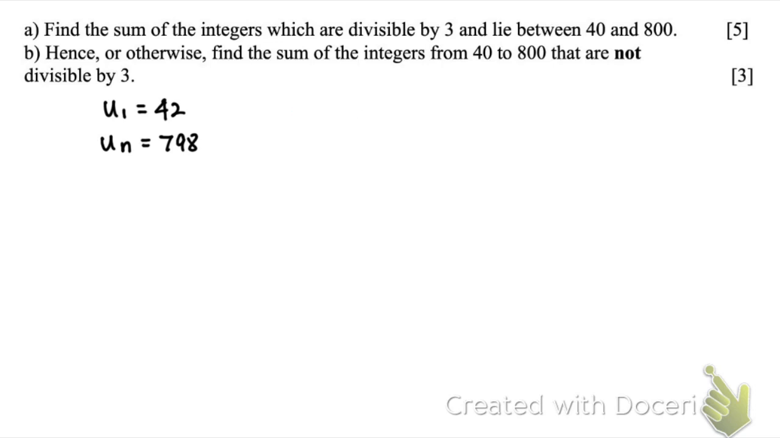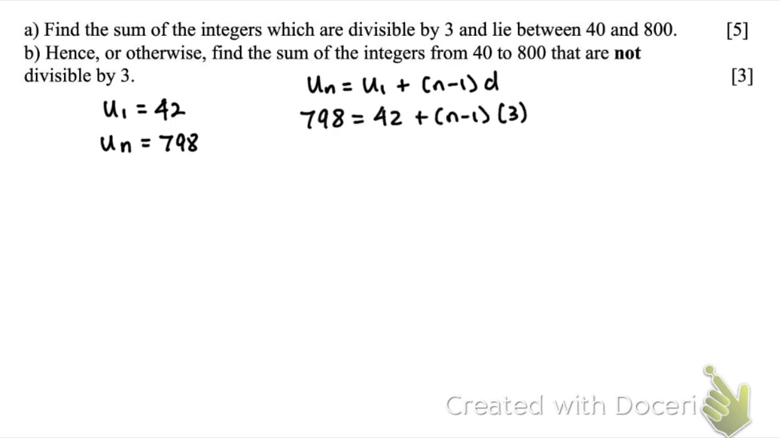Now, what we need to do is figure out what n is. What is the term number that gets us to 798? We can use the general term formula for an arithmetic sequence, plugging in our knowns. Here, we're asked to solve for an unknown n.